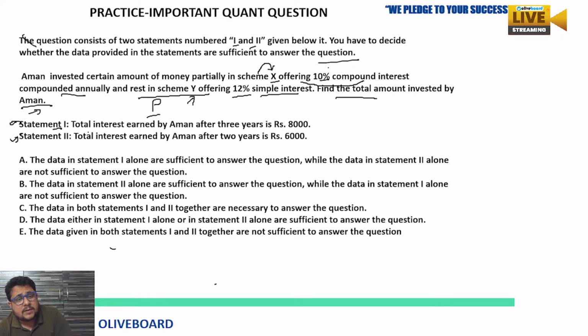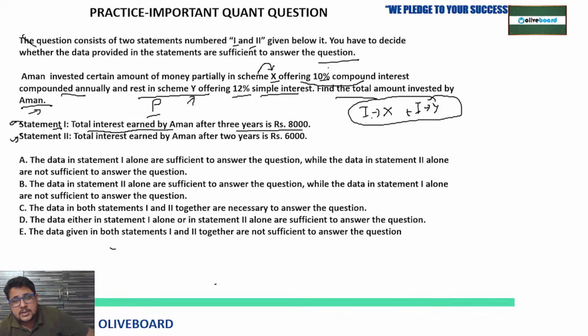See, statement 1. Total interest earned by Aman after 3 years is rupees 8,000. So total interest means interest on scheme X plus interest on scheme Y for 3 years. On scheme X it is 10% compound interest, while in scheme Y it is 12% simple interest, and they are talking about 3 years. Is this clear to all of you? So this is 8,000 which is given to you. By this, can you calculate?